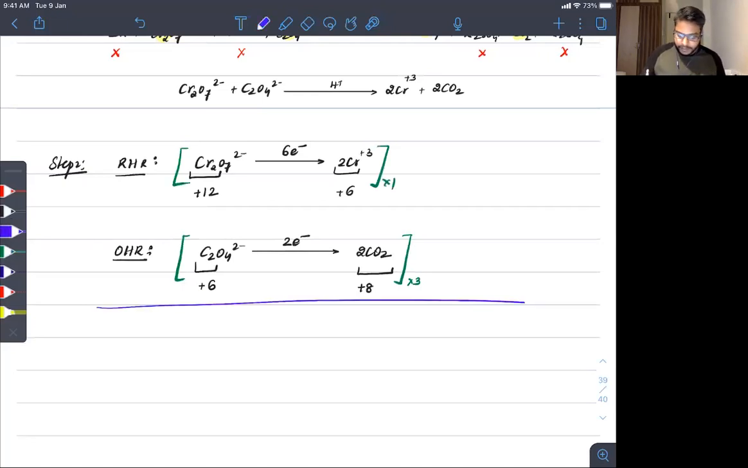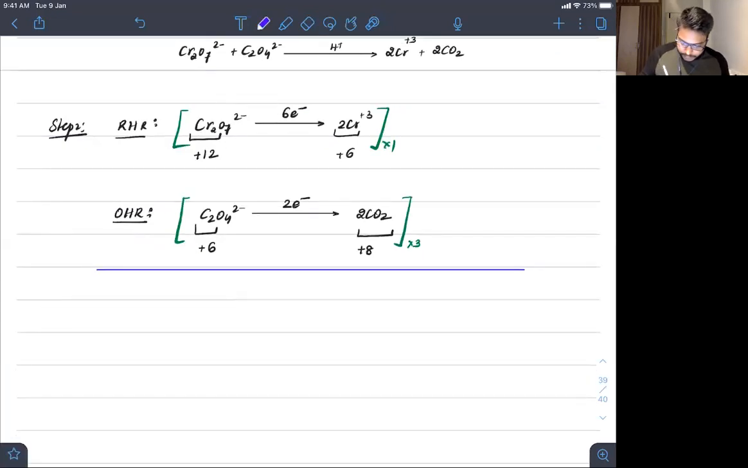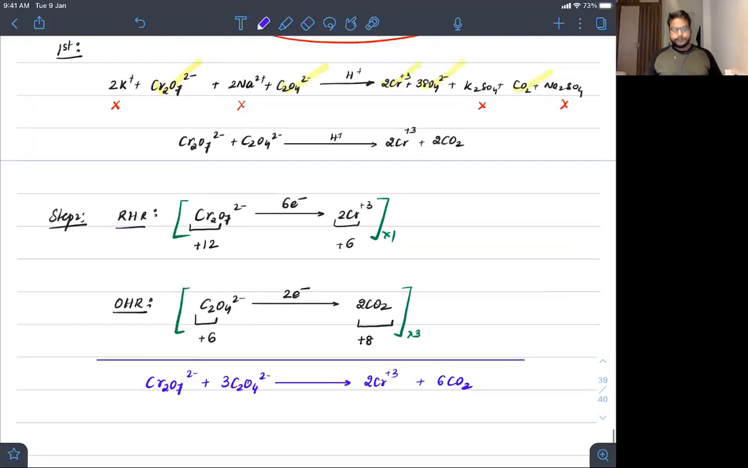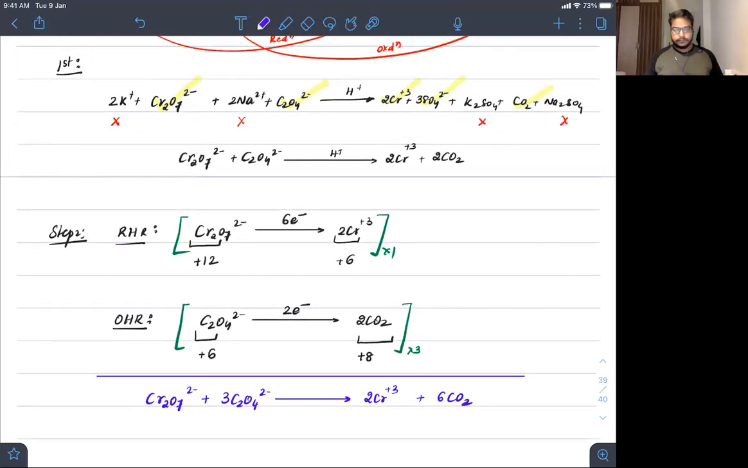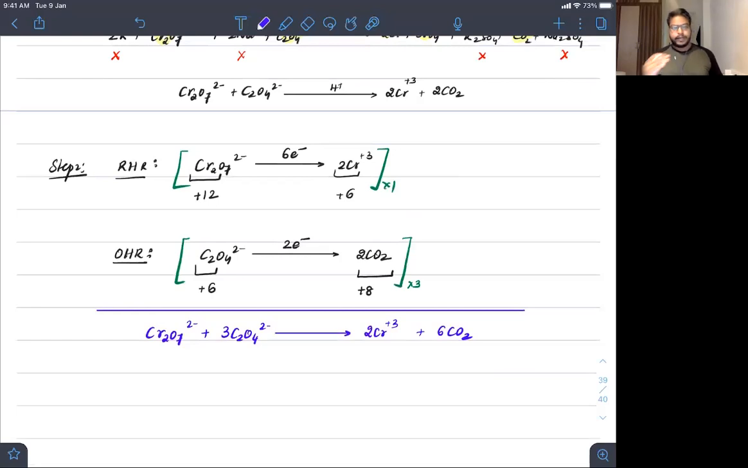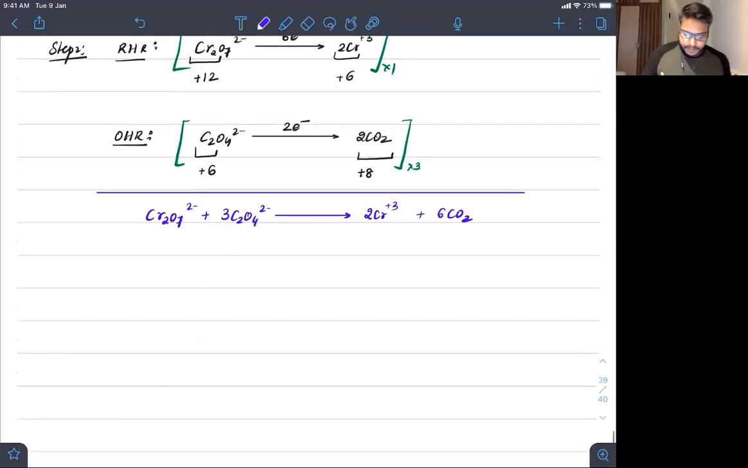So now if you do both of them, we will get an equation now. That equation would look like this. So we'll have Cr2O7 2 minus plus 3 C2O4 2 minus giving 2 Cr plus 3 plus 6 CO2. Check this out. Clear, everybody? Any doubt in the second step? Right. Now we got a balanced equation, like how many electrons are being taken, how many electrons are being given. Yeah. This is the redox balance reaction.